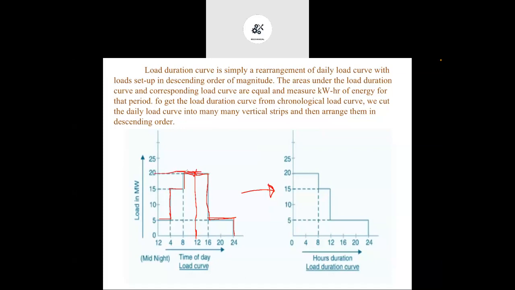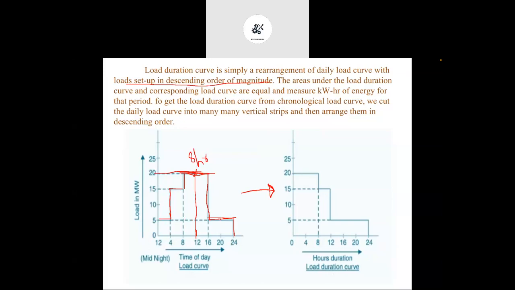Now, the difference between load curve and load duration curve you can see here. The maximum demand is 20 megawatts, and this 20 megawatt demand is for nearly 8 hours. So the load duration curve means what? It is simply a rearrangement of the load curve, with the loads set up in descending order of magnitude. And while plotting these loads, we have to consider time also, meaning for how much time it will require this much power.